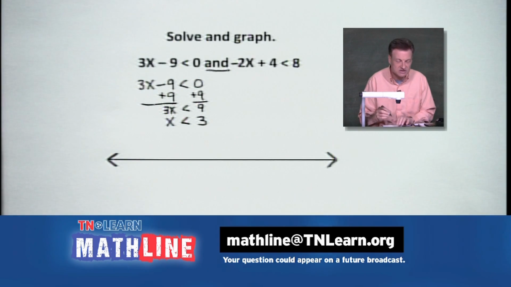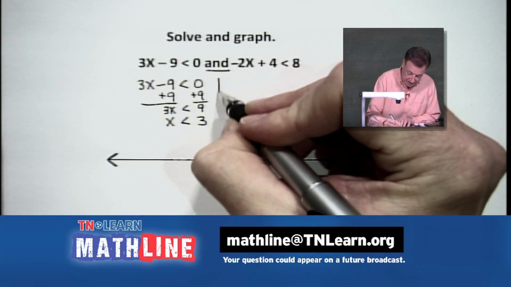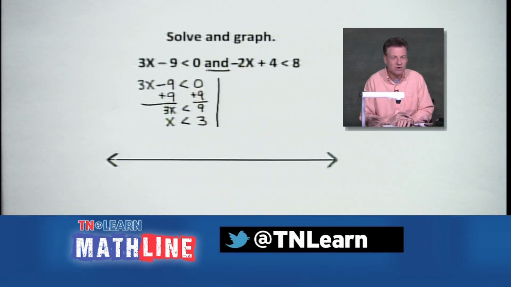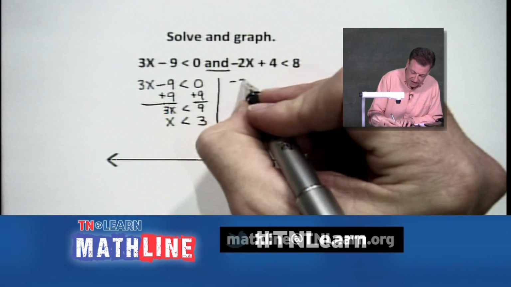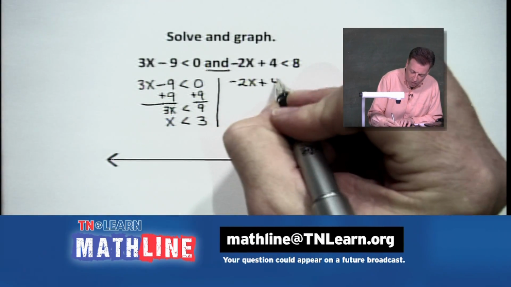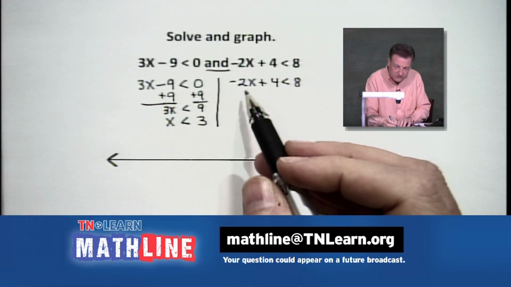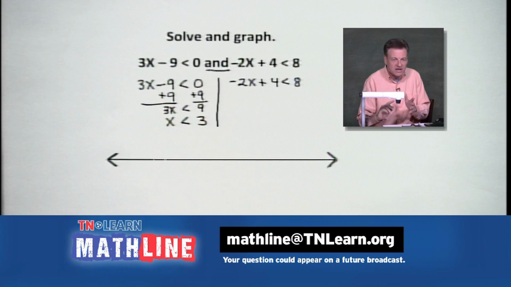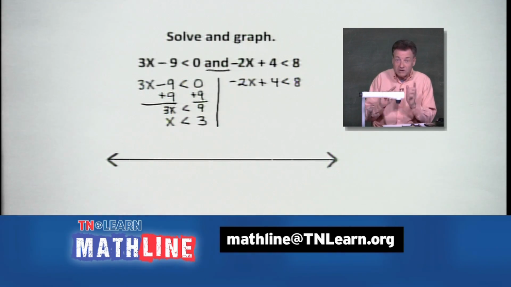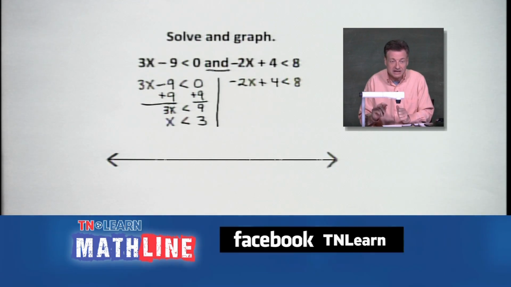All right, that's the first thing that's important. I'm going to draw a little line right down here, just to separate these things. Over here we've got negative 2x plus 4 less than 8. Let's not get too excited, but I see a negative 2, and some of you are going, oh, we've got to look out for that, don't we? We really do. We have to watch out when we divide or multiply by a negative.